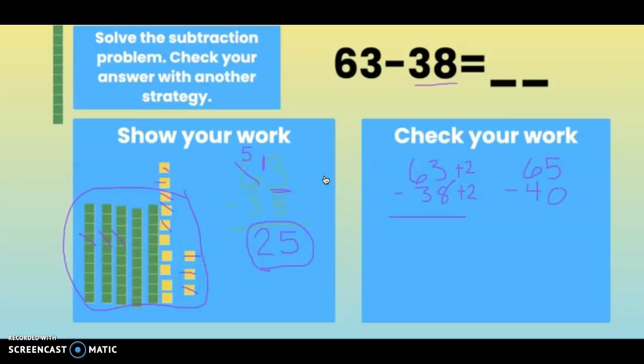And here I can do mental math, but I'm going to keep track and show you I have 5 ones minus 0 ones, and that leaves me with 5. And then we have 60 minus 40, and that's 25 total. So I checked my answer using transformation as my strategy.